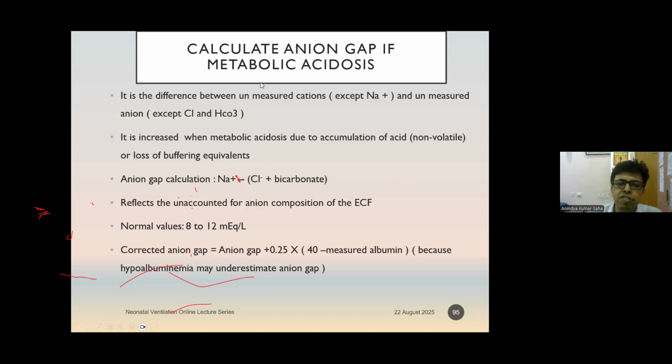So metabolic acidosis can be of two types, either with a normal anion gap or with a high anion gap. How can we calculate it? It is the sodium ion minus the sum of chloride and bicarbonate. It reflects the unaccounted anion composition of the ECF, that is, the accumulation of non-volatile acid anions. The normal value is 8 to 12. The corrected anion gap has to be calculated if there is hypoalbuminemia.